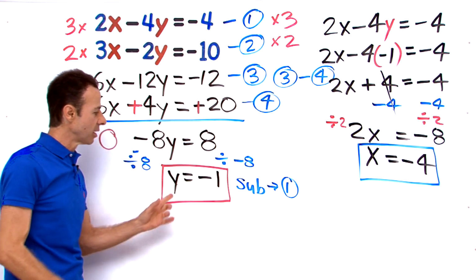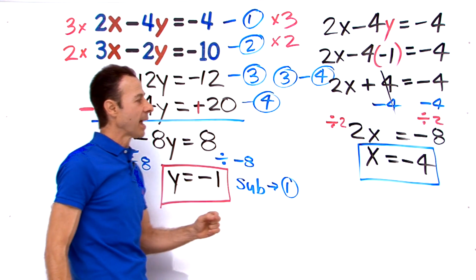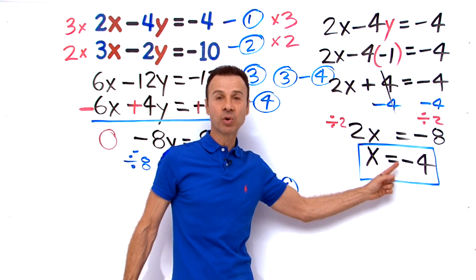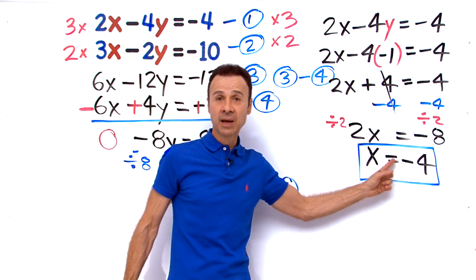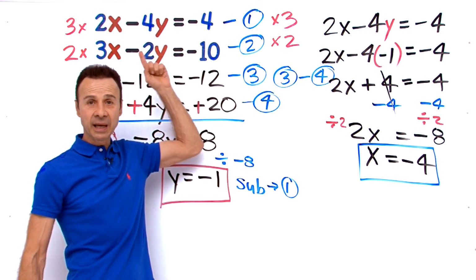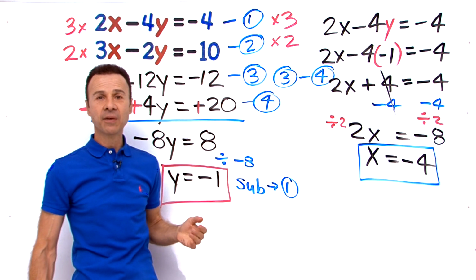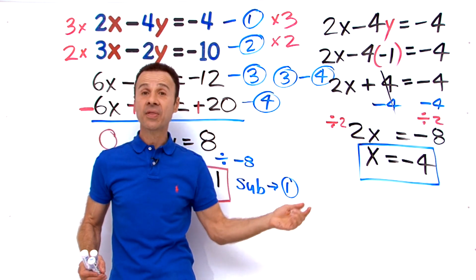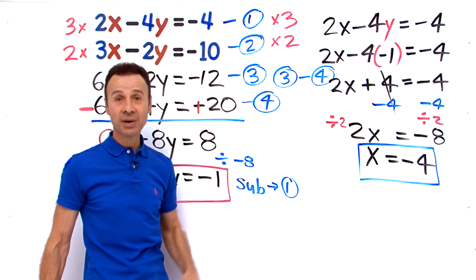So what do we have all together? y equals negative 1 and x equals negative 4. Now all we have to do, if you want to check to see if you're correct, take these two values, substitute them in each one of these two equations, and if you get your left-hand side equal to the right-hand side, that further confirms that your answer is correct.